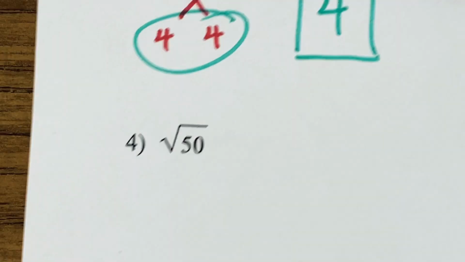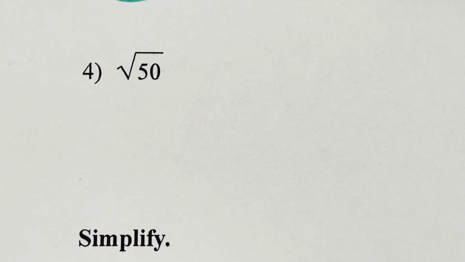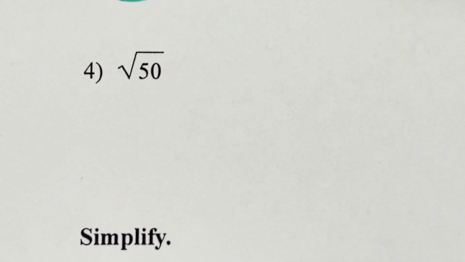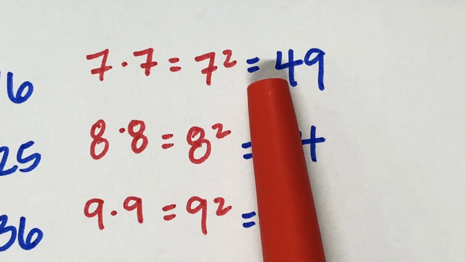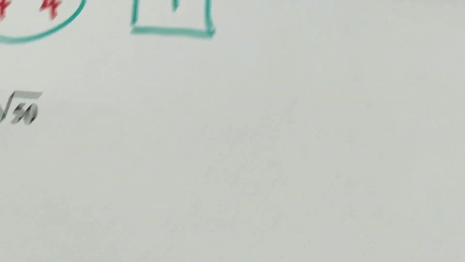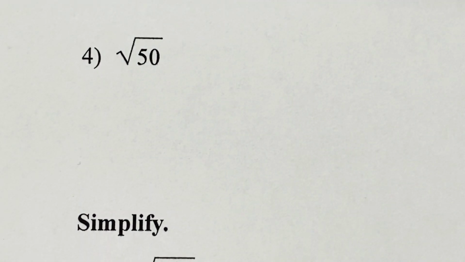Okay, let's look at number 4. So we have the square root of 50. 50 is not a perfect square number. We got close, we got to 49, but there's no 50 on this list. Okay, so we need to divide it down.